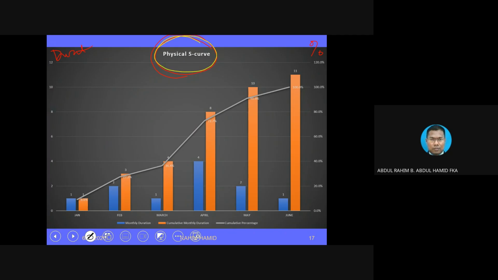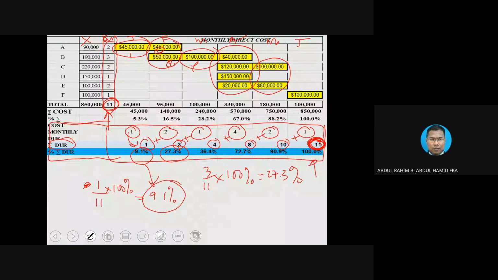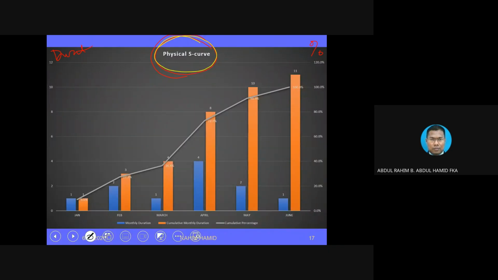Now you hear another name for the S curve: physical. Physical basically refers to how much work effort we need to spend in terms of duration. So now you know that from only one schedule of the project, you can come up with two dimensions of the S curve: financial S curve and physical S curve.